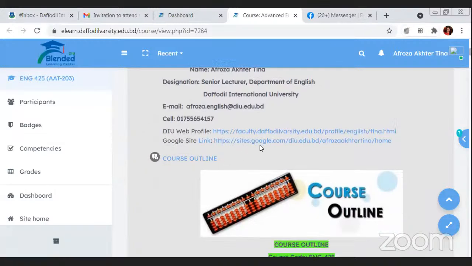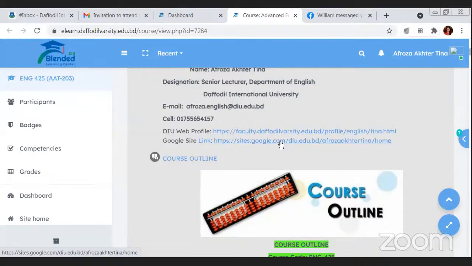And one of the best ways to share information is through Google Site. So as you can see, I have shared my Google Site link with my students so that they can click the link and know their instructor. So this is also important. The students whom we will be teaching should know that our teacher is capable of conducting the course. So we are in safe hands. That is why this is also important.